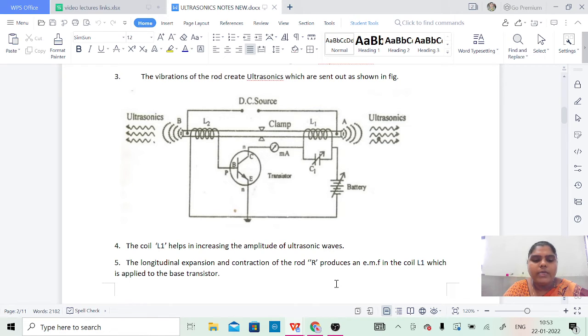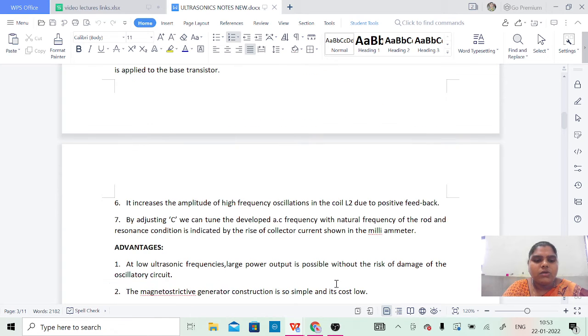Now the longitudinal expansion and contraction of the rod produces an EMF in the coil L1. So whenever it expands and contracts due to the field, an electromotive force is generated along the coil L1, which is applied to the base of the transistor. So it increases the amplitude of high frequency oscillations in the coil L2 due to positive feedback.